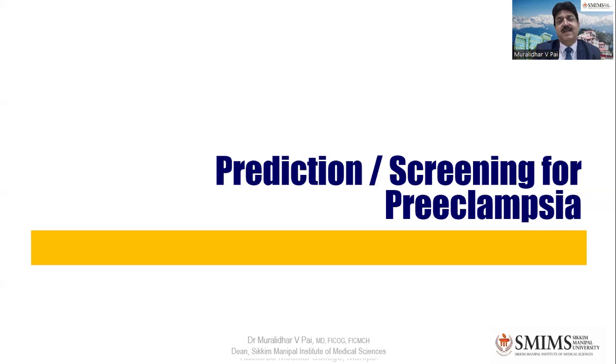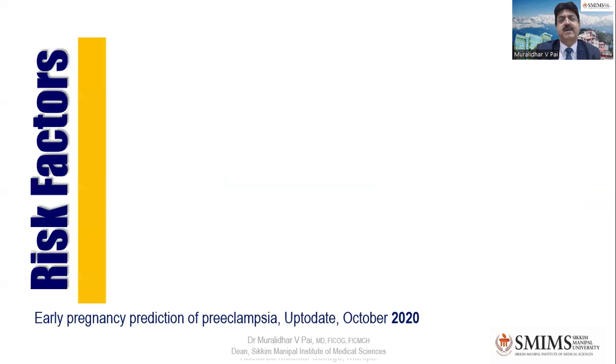So I'm done with diabetes. That lets me come to prediction of screening for preeclampsia. This is very, very, very important. Unfortunately, we don't have a single predictive beautiful test like in diabetes. There are lots of theories, lot of problems, but the risk factors are very important.